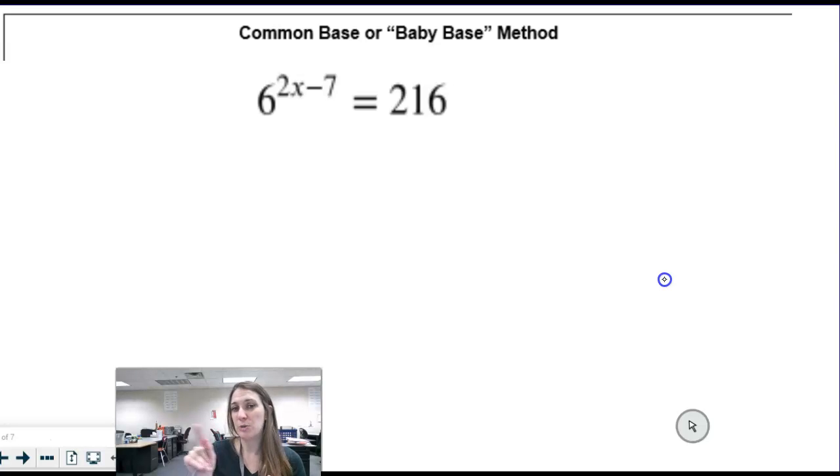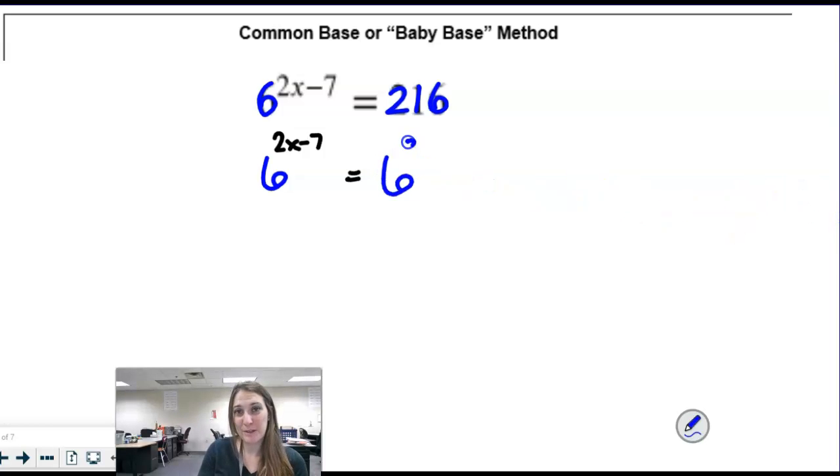And that chart would help you immensely if you're trying to find if there's a common base. So what you would do on that chart is look for a row that has both a 6 and a 216 in it. And it turns out there is a row where both 6 and 216 show up, and it's the row called the 6. So we're going to rewrite each base, the 6 and the 216, so that they are the same number. We're going to keep the 6 as a 6, but rewrite the 216 as what it is as a base 6, which is 6 to the third power. So 6 to the third power is equivalent to 216.